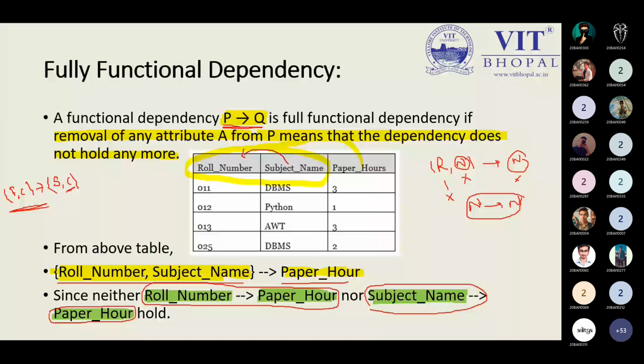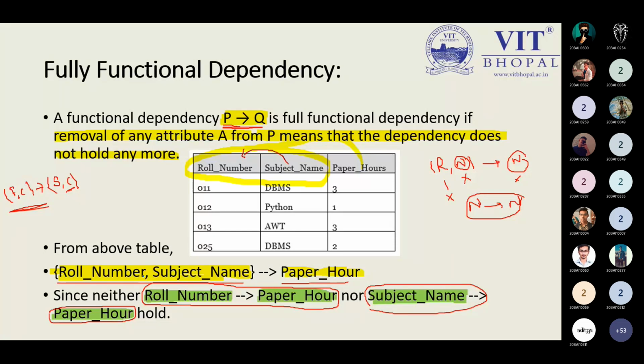Like this example. Roll number, subject name, and paper hours. You can say roll number and subject name determine paper hours. Paper hours depend on the subject name and roll number. So which student, in which subject the student is appearing in the paper. Suppose it is an English paper. Suppose it is an English paper. So I am giving 2 hours.